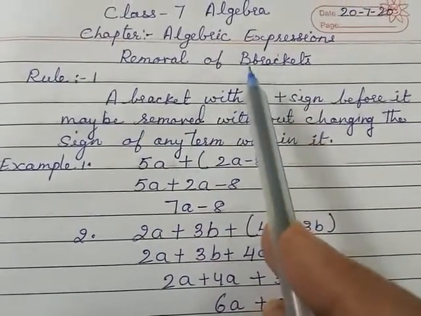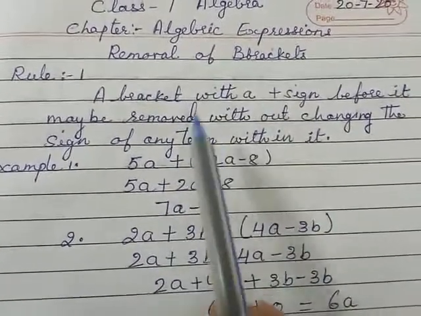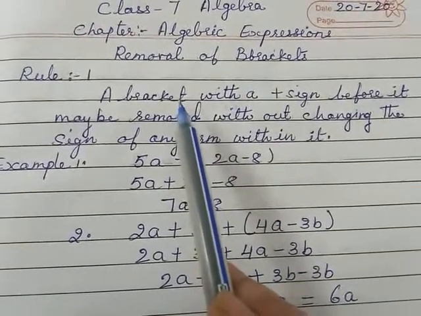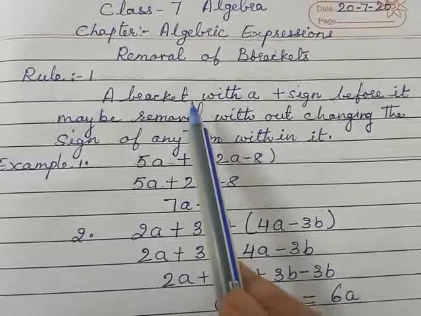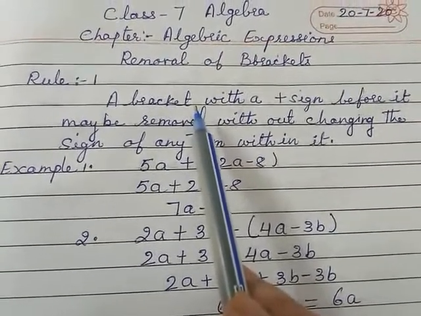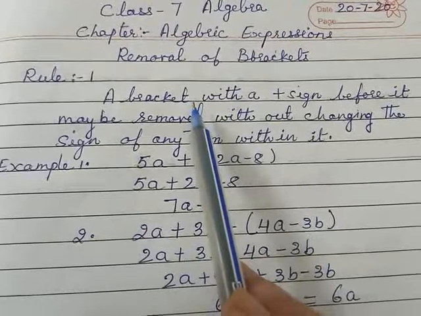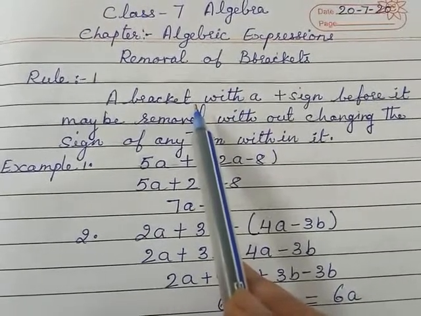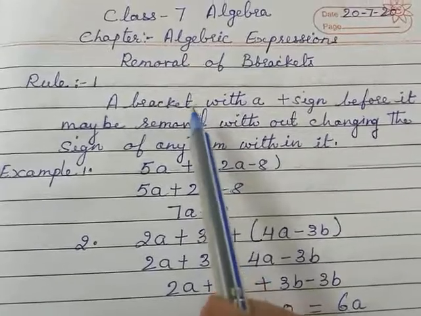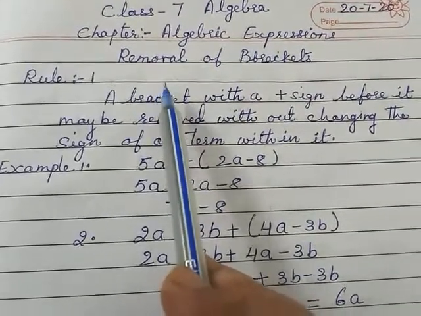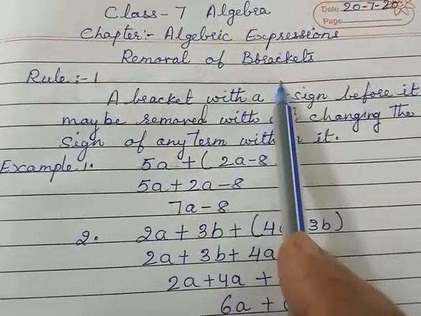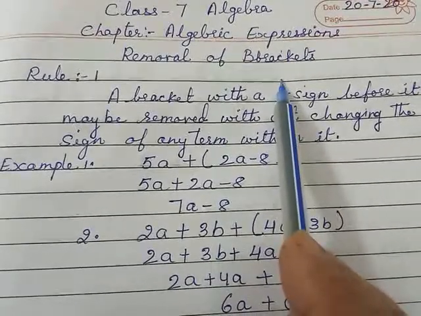So children, in the previous session you have studied how to add, subtract and multiply. You know, children, that like terms are always added and subtracted, and in multiplication the powers of like terms are added. So in this session we will study the removal of brackets. There are some rules, children, for how to remove the brackets.